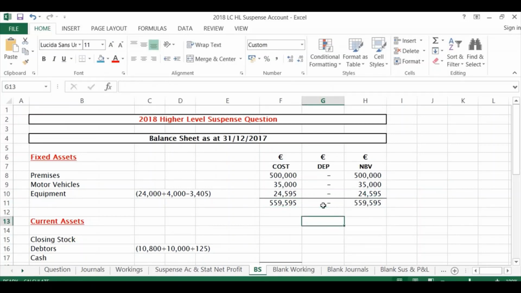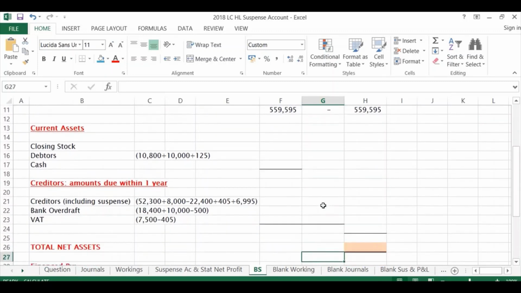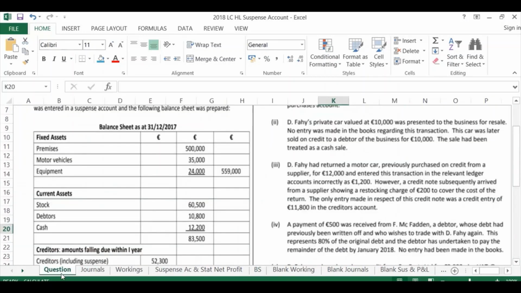The next thing I have to do are my current assets. So if I go back again to my original balance sheet, there was no change to closing stock, so that's still going to be 60,500.